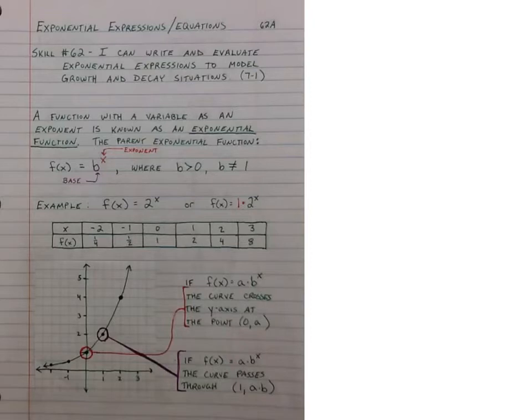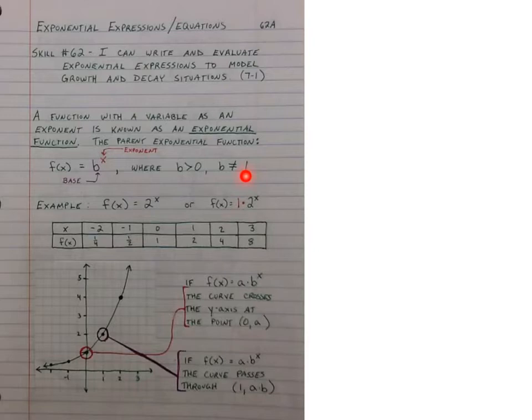Exponential expressions and equations. A function with a variable as an exponent is known as an exponential function. The parent exponential function is just f of x equals b raised to the x. It's important that b is a positive number and that it does not equal 1. If it's a negative number, it is not an exponential function. And if b equals 1, then we actually wind up having a constant function. So that's why those restrictions exist.